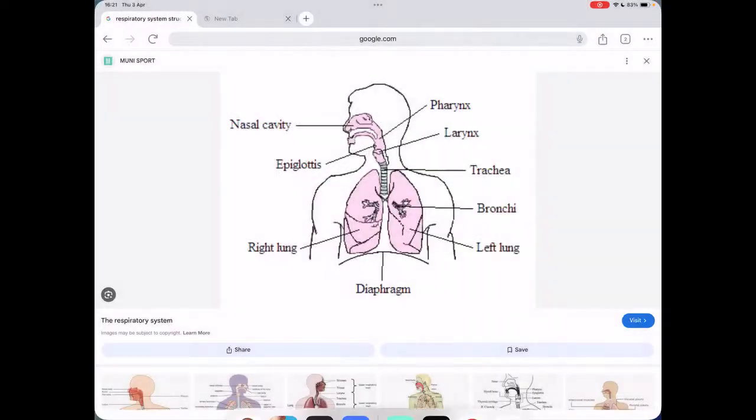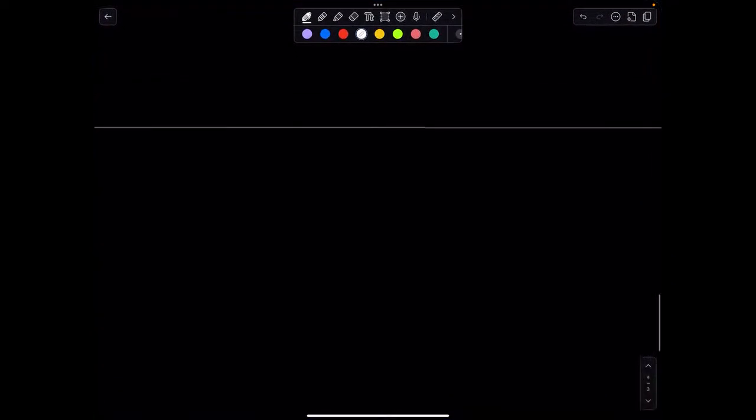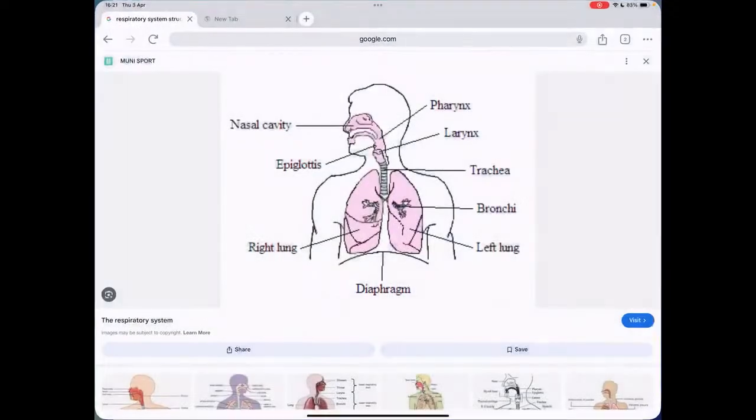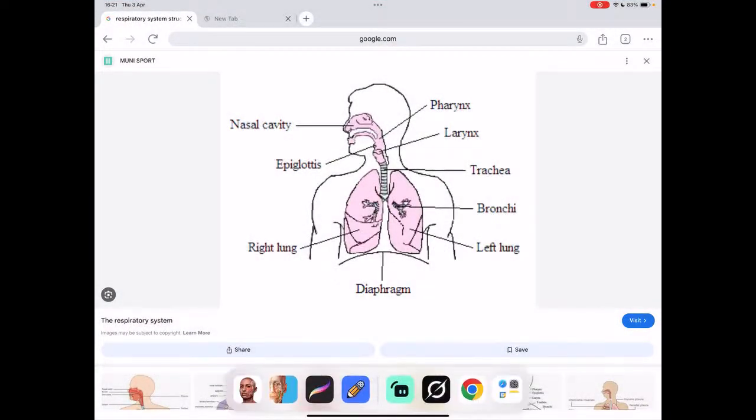The diaphragm is not part of the lower respiratory tract, or is it? The diaphragm is not part of the respiratory tract itself, but it's essential for breathing. It contracts to help draw air into the lungs. Mm-hmm.